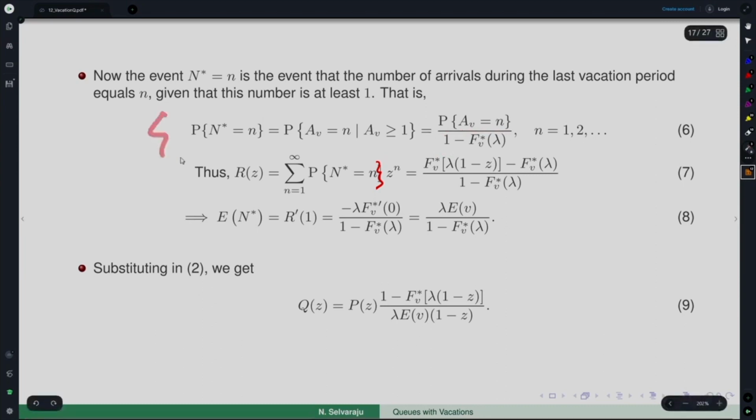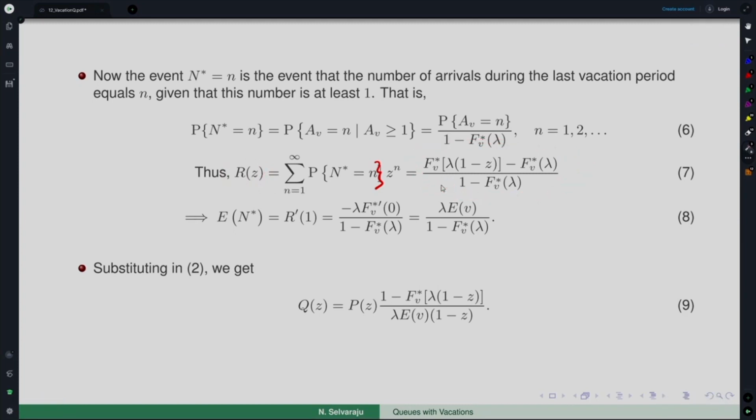Now, I can obtain the PGF of this N star, which is R of Z, to be equal to this. You can obtain it simply as this quantity, because this is equal to this, and then you have this. You can just plug this quantity in this place. This remains here and the zero term will be out. So, that is what you will have here. This is what you obtain R of Z to be.